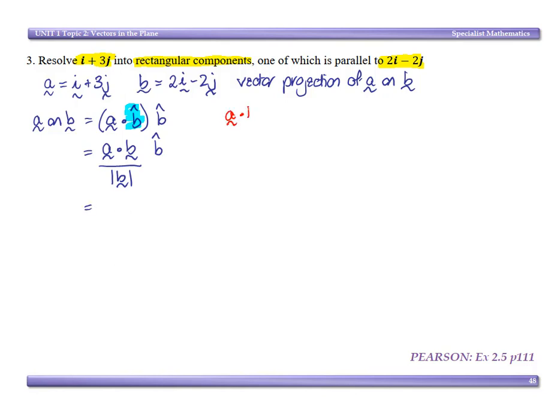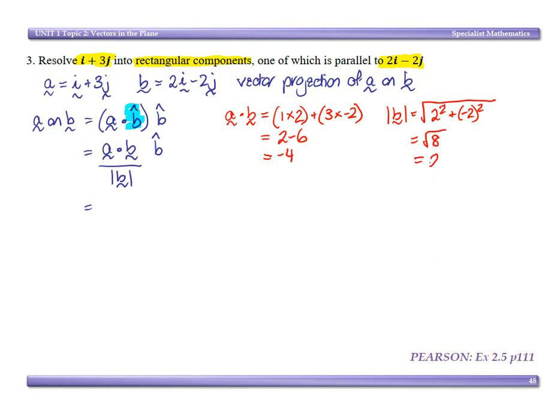So the dot product of A and B is going to be 1 times 2 plus 3 times negative 2, which is 2 minus 6, which is negative 4. Our magnitude of B is the square root of 2 squared plus negative 2 all squared. 4 plus 4 is 8, which we can simplify to 2 root 2. So that means my unit vector B is 1 over 2 root 2 times vector B.